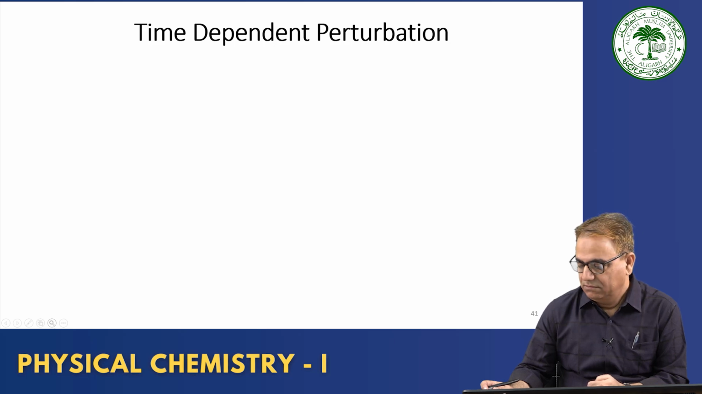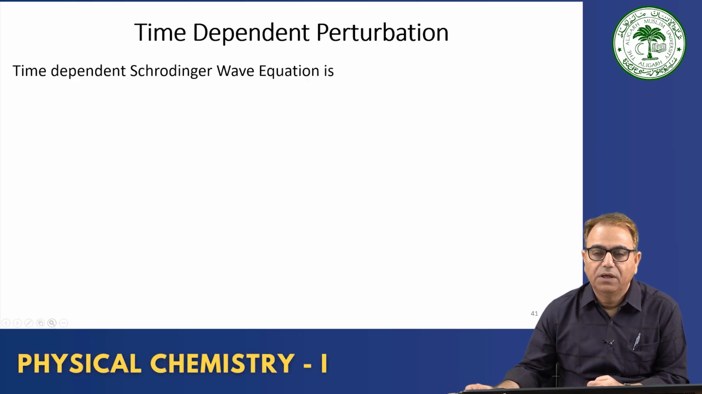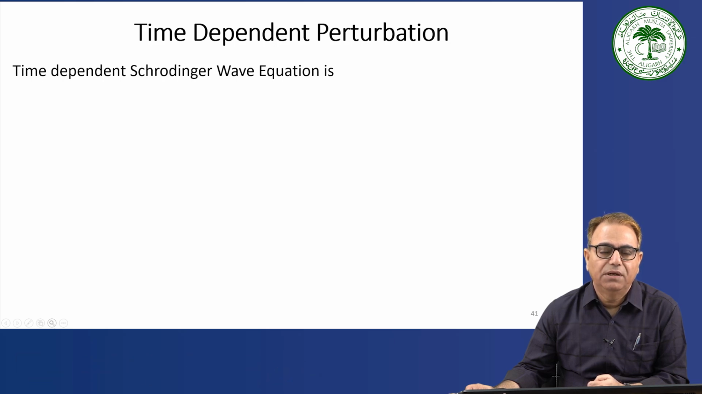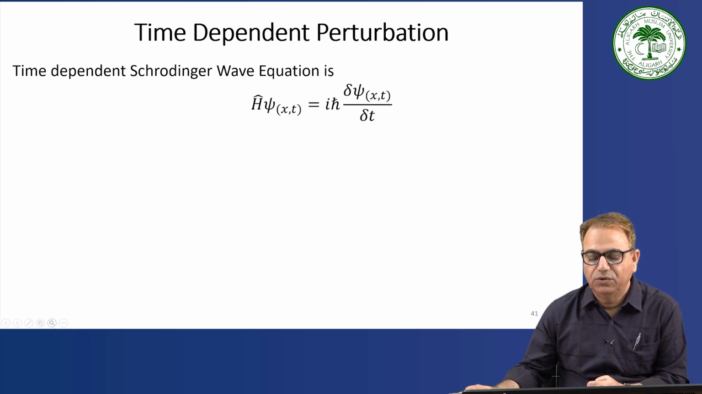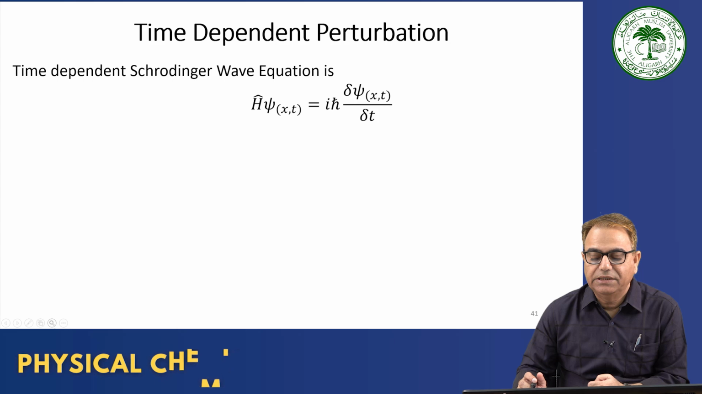Time dependent perturbation means we have to use the time dependent Schrodinger wave equation. Throughout this course, from the very beginning, we have used the time independent Schrodinger wave equation. In no module have I used the time dependent Schrodinger wave equation, but in this theory we will use it. H psi, where psi depends on x and t, is equal to i h cross del psi(x,t) by del t.